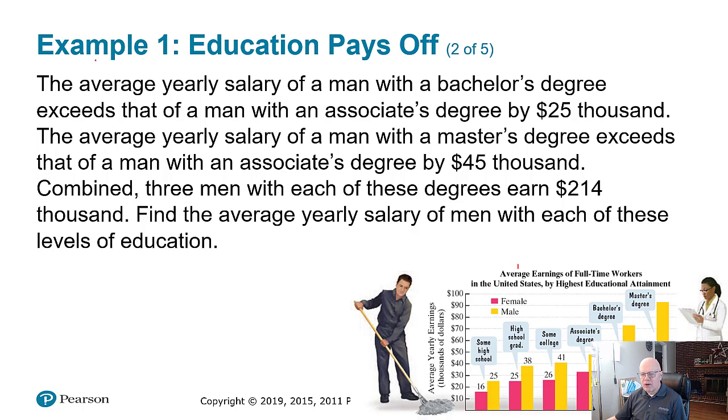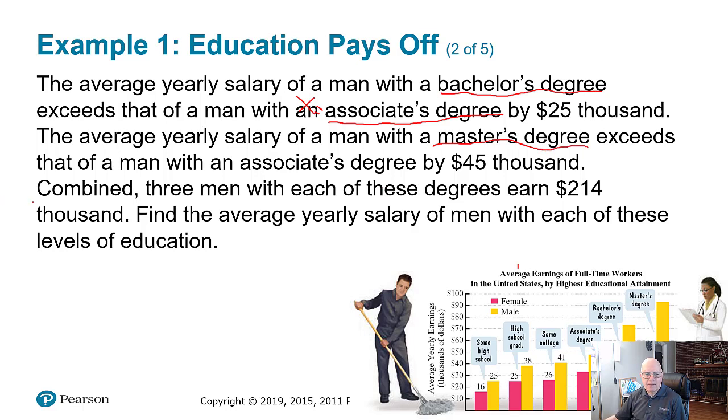Read through that, pause it, and read through it yourself. I don't have to read it word for word. The important thing here is that it's all based off the associate's degree. So this is what you want to let be your x. And of course, the wording is a little bit better than that. This will be x equals the average yearly salary of a man with an associate's degree. Then you'll get an expression for one with a bachelor's degree and one with a master's degree.